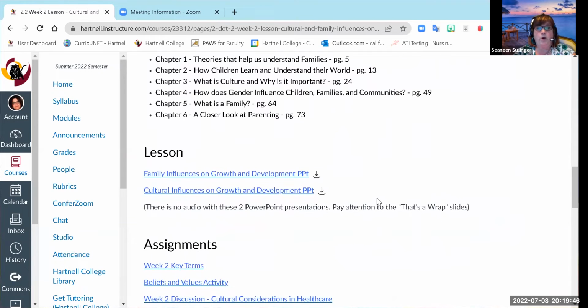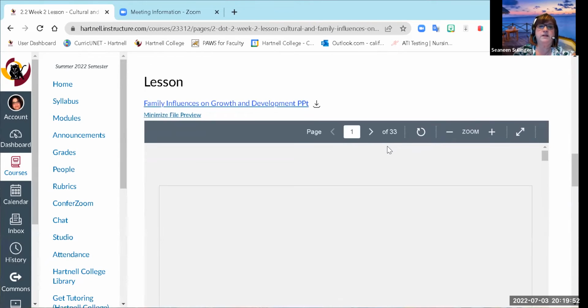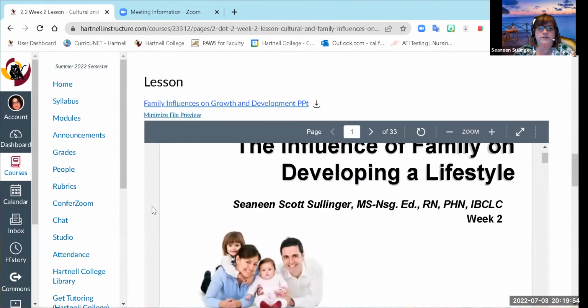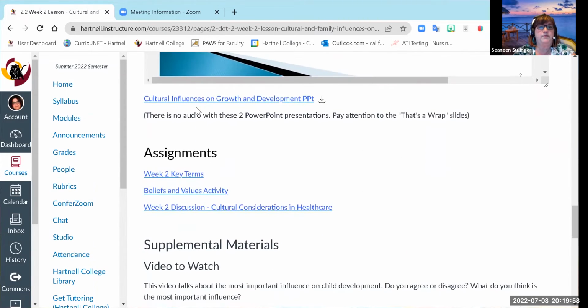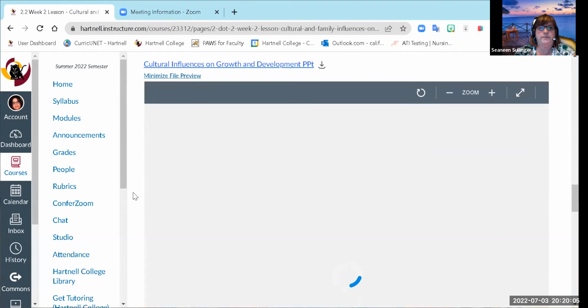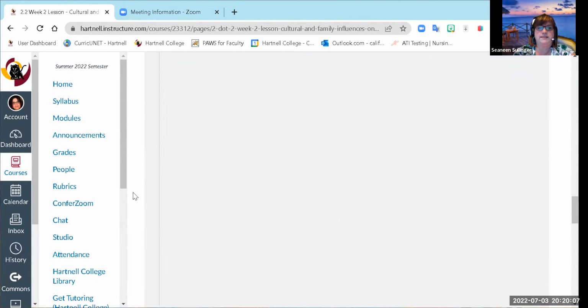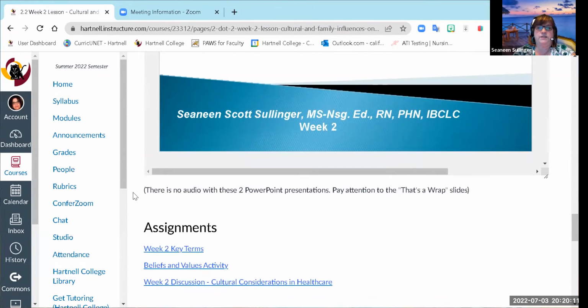There's also a PowerPoint similar to the ones from week 1 on family influences on growth and development. Again, these were done several years ago, but they're still relevant. And then we can move to the cultural influences. There's no audio on these. I'm not talking through them. You can just follow through the slides, which should pop up. There we go. And pay attention to the "That's a Wrap" slides, which are the end slides that tell you really the things that you need to know.